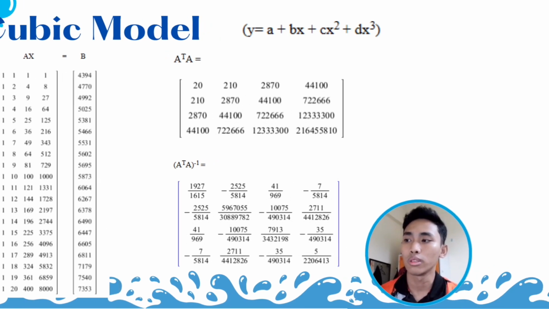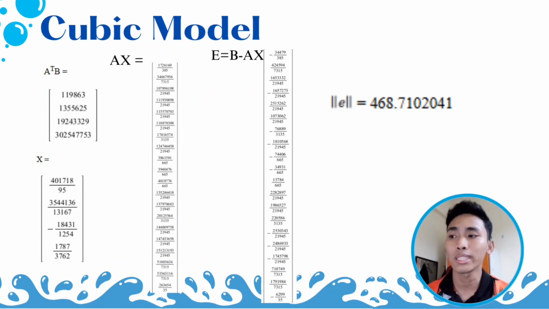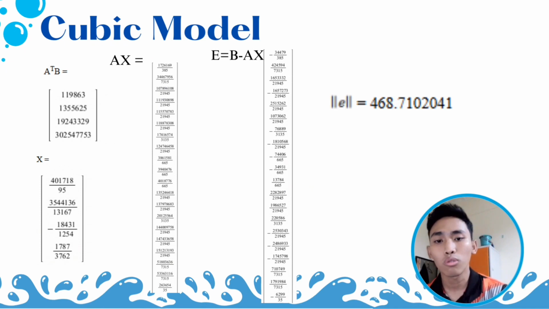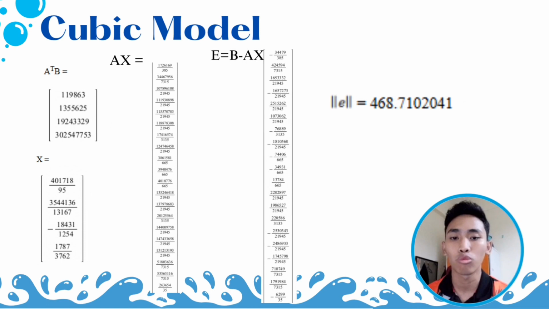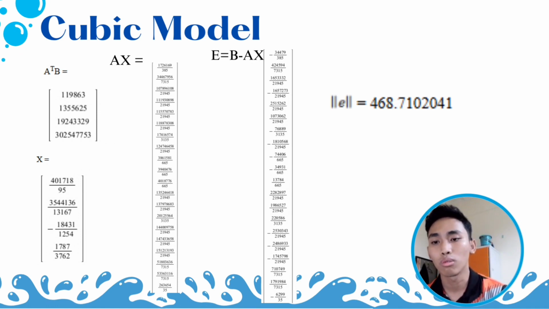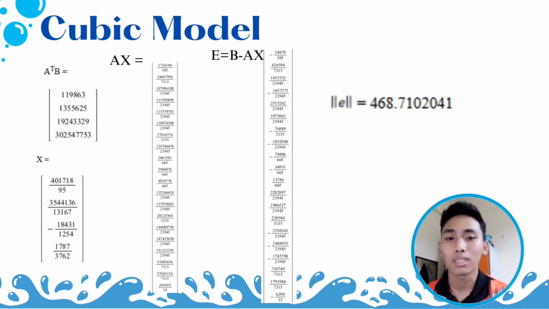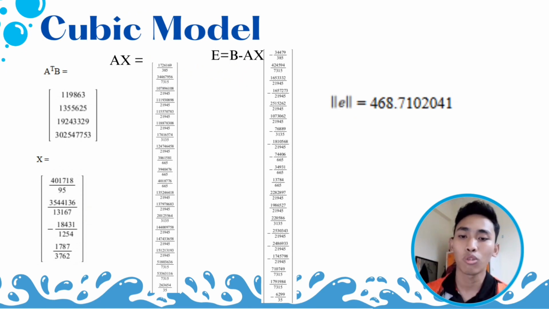So the second step is we need to multiply A transpose with B, and then after we find our A transpose B, we just multiply (A transpose A) inverse with our A transpose B. So we find our X. So to find the model, the points in the graph, we need to multiply A with the X we just found. So in order to find the error, we need to compute B minus AX. So we find our error, and all of this is our error.